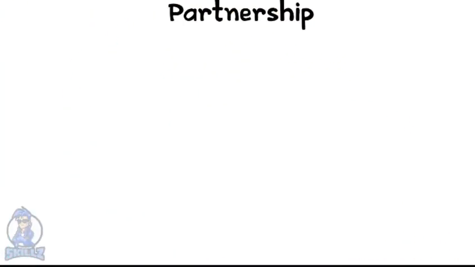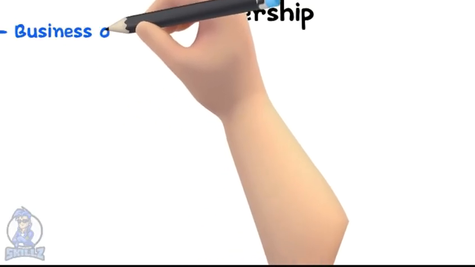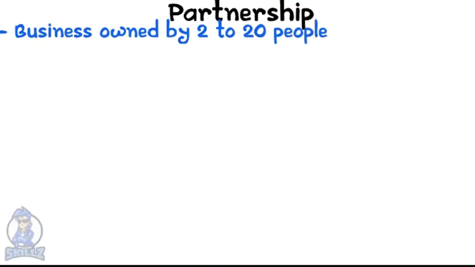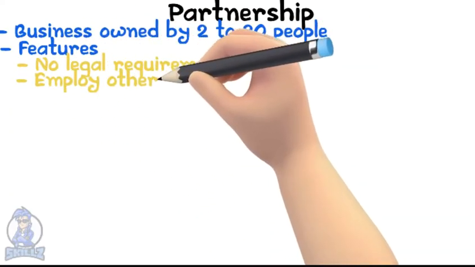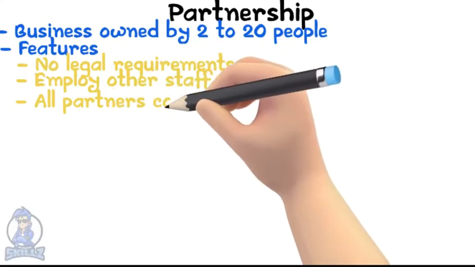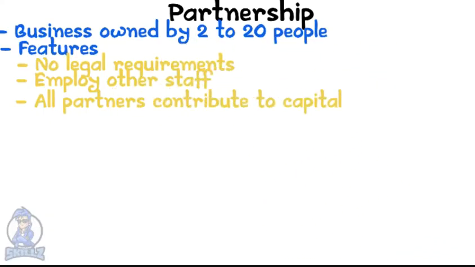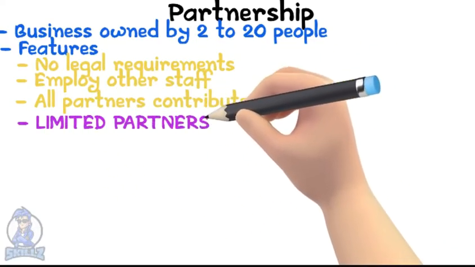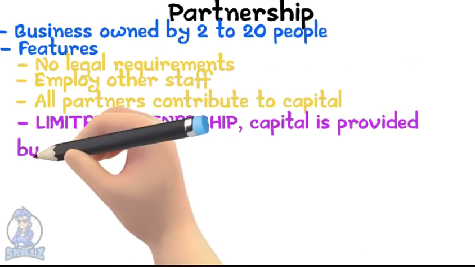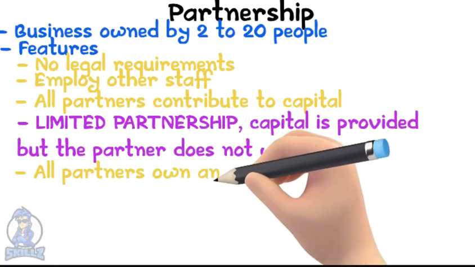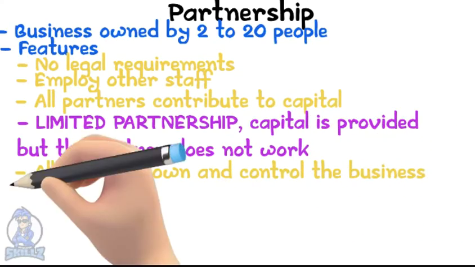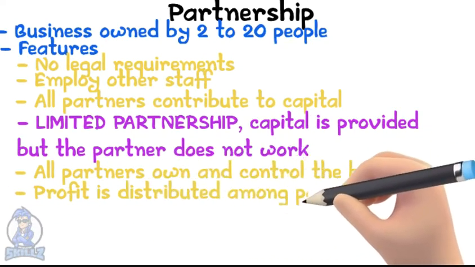Partnerships. A partnership is when a business is owned by 2 to 20 people. Some features of partnerships are no legal requirements, employ other staff, both partners contribute to capital. There could be a limited partnership where capital is provided by a partner but they do not work in the business. Ownership and control is by the partners. Profit is distributed among partners.